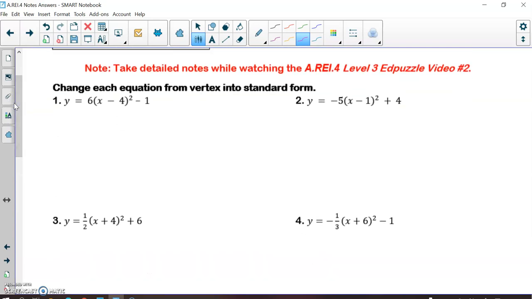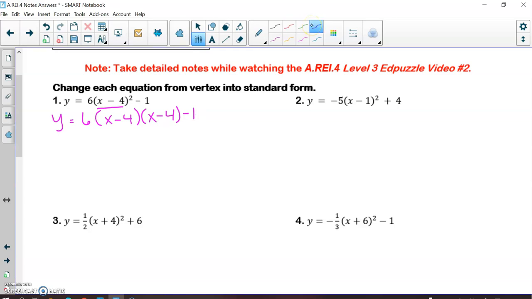Now, given it in vertex form and transforming into standard form, what we're going to do is basically just simplify here. So I have y is equal to 6, and instead of just having x minus 4 squared, I'm going to rewrite it as x minus 4 times x minus 4. And then I have this minus 1 on the end. I'm going to show you the long way to do these types of problems, and then in number 2, I'll show you a shorter way.